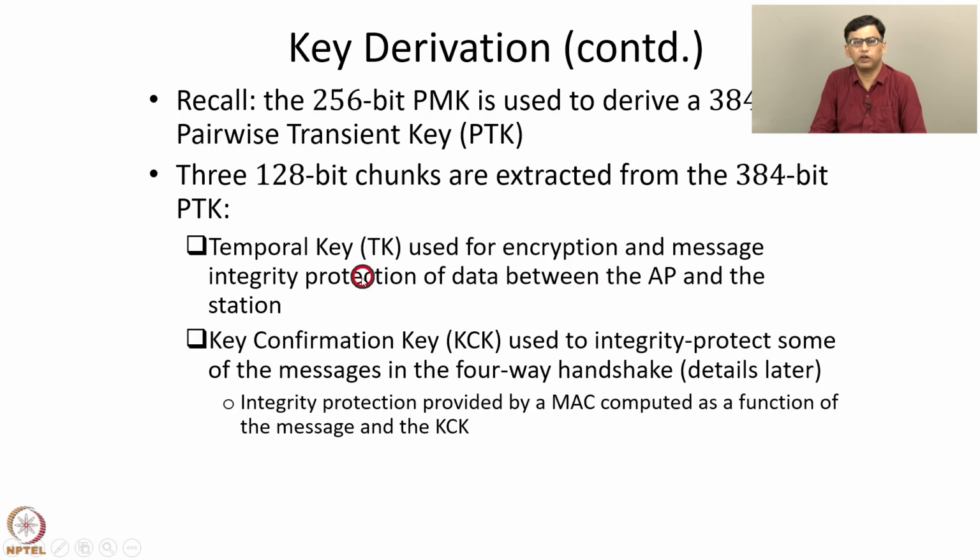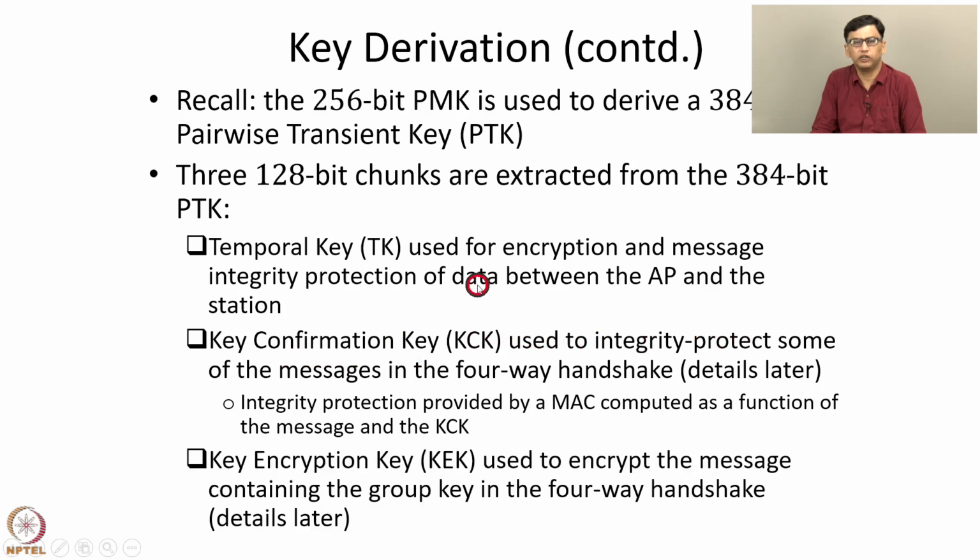Then the second chunk of 128 bits in length is the key confirmation key. It is used to integrity protect some of the messages in the 4-way handshake. The integrity protection is provided by a message authentication code that is computed as a function of the message and the KCK. We will discuss the 4-way handshake that takes place to derive the keys. This KCK is used to integrity protect some of the messages in this 4-way handshake, which we will discuss later on.